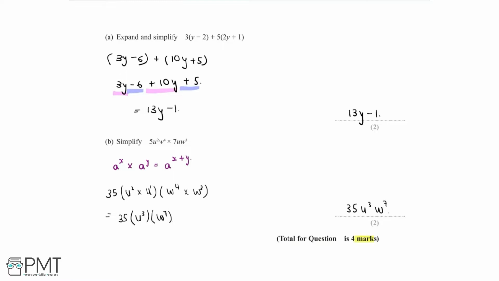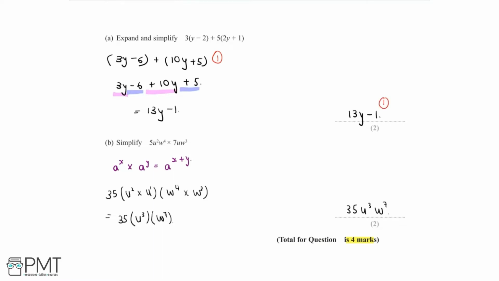Now this question is worth 4 marks, so let's take a look at where these marks are allocated. Now in part A, the first mark was for the correct expansion of the brackets, so we have 3y minus 6 and we have 10y plus 5. And the second mark is for simplifying and getting a final answer of 13y minus 1.